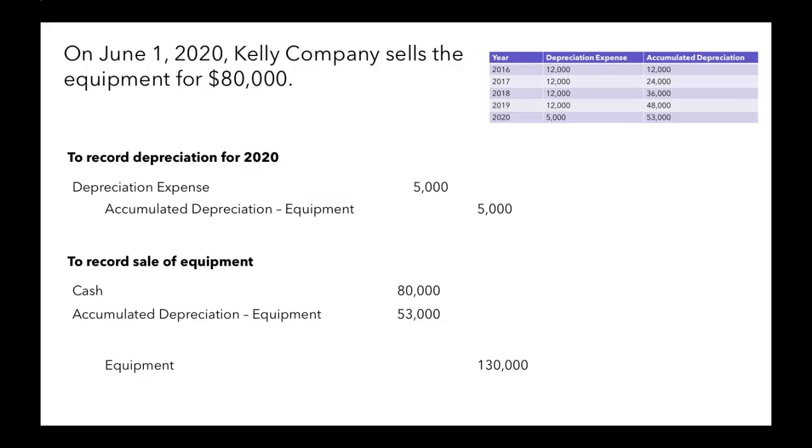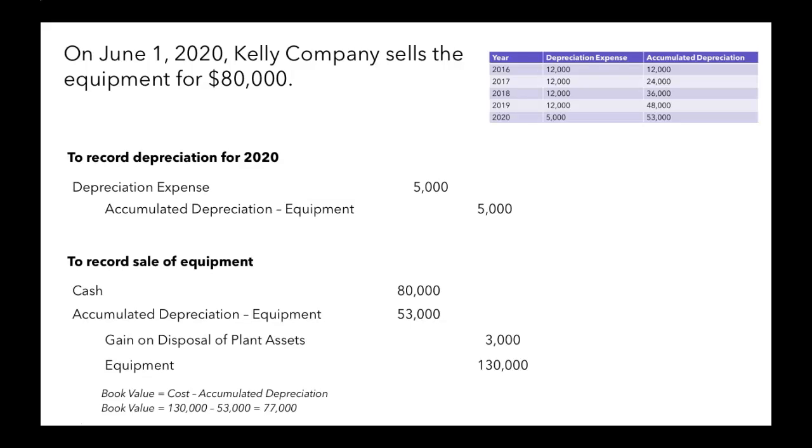And to figure out which one, we need to figure out our book value first. So we take cost minus accumulated depreciation. So that's $130,000 minus $53,000. So this equipment that we're selling is worth $77,000 on our books. We were able to get people to pay us $80,000. So we had a gain on the disposal of plant assets of $3,000.